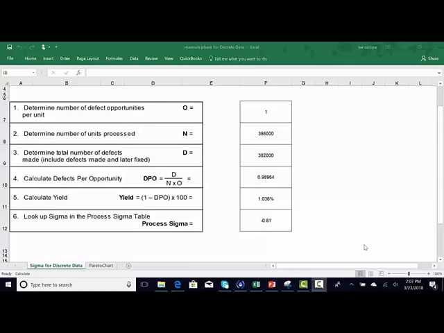Alright, so I'm going to do the measure phase for discrete data. With discrete data, it's pretty straightforward. There's not a whole lot you can do, which is why it's always better to collect data in continuous format if possible. But for this exercise, let me go to a blank.